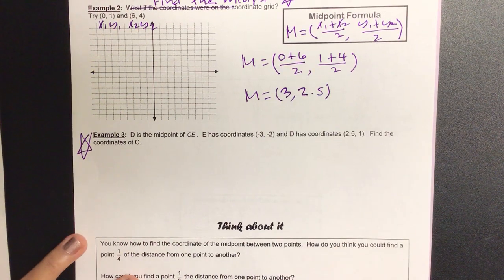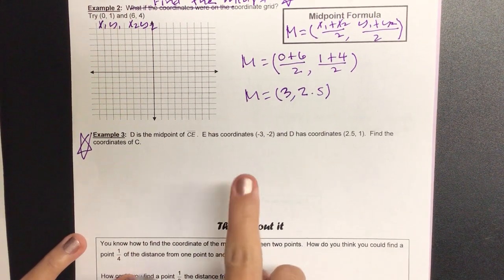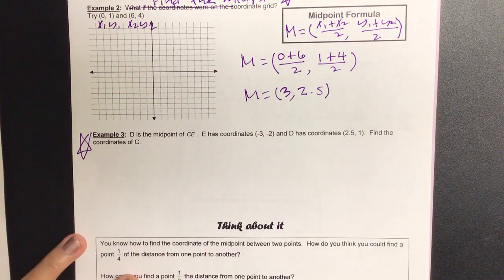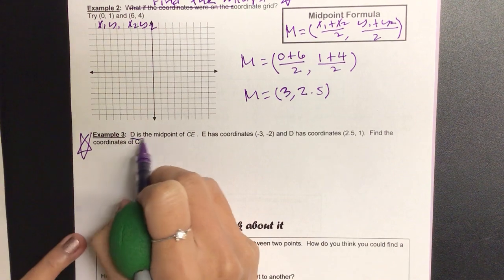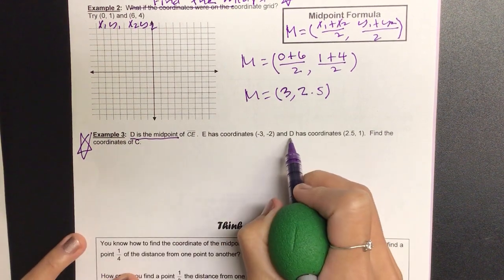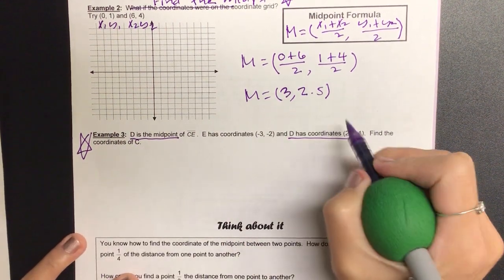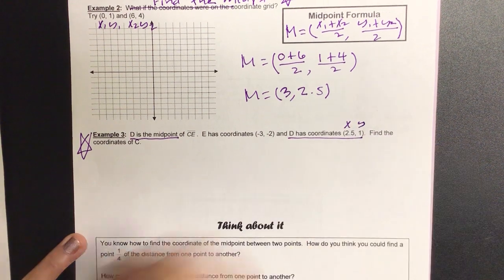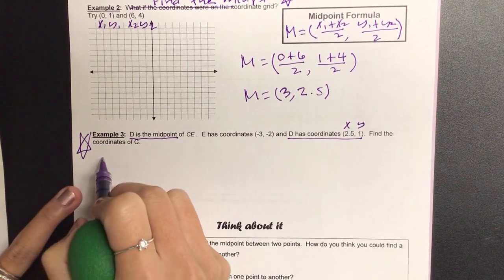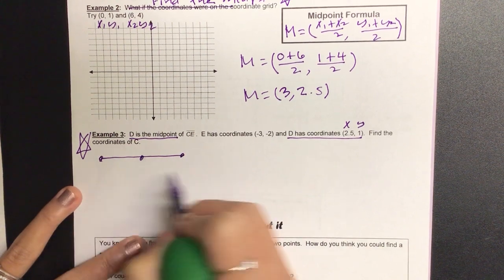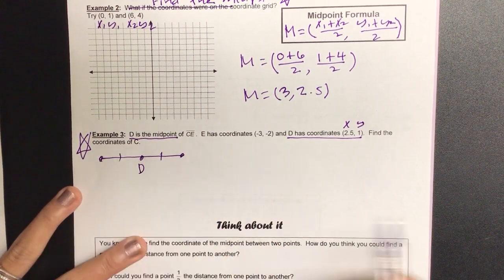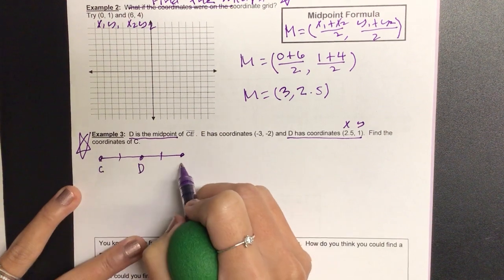So here's a common mistake for students on the next test. When I give you 2 points, you assume those are the endpoints, and that is not the case. It says D is the midpoint, right? And it says coordinate D has that point. That is going to be our x and y. So just for visual purposes, let's go ahead and make our number line here. And it says D is in the middle of CE.